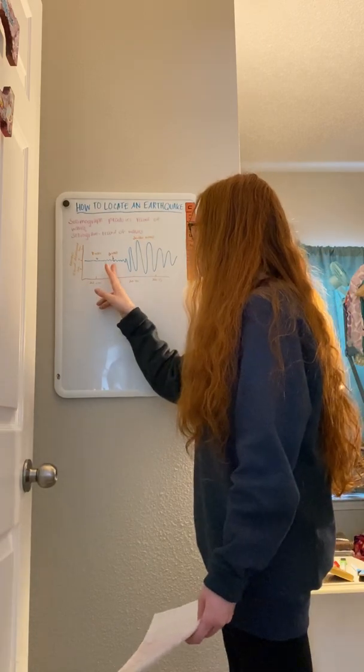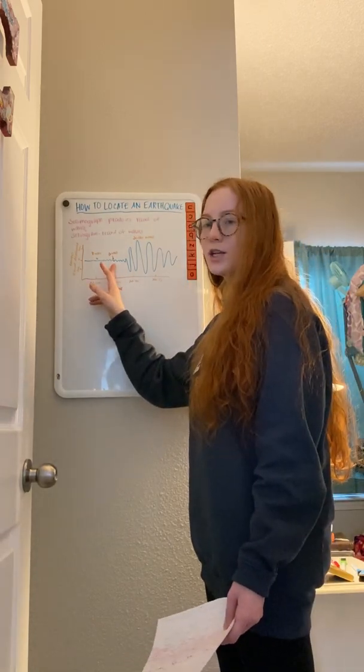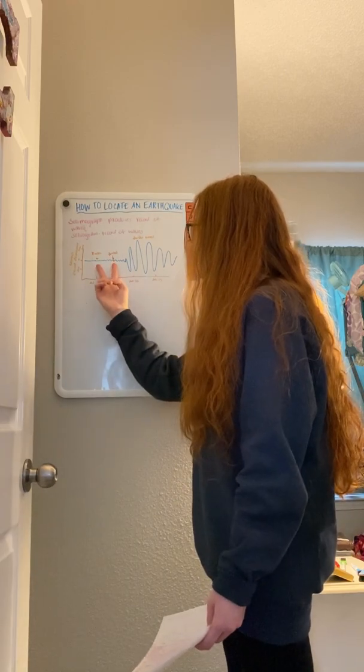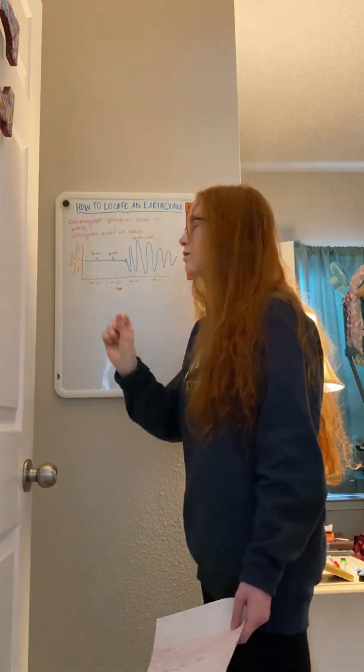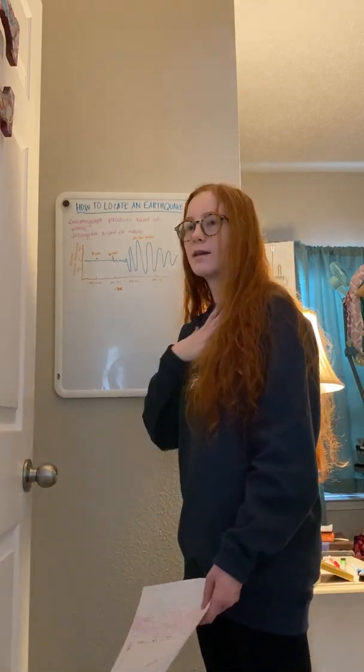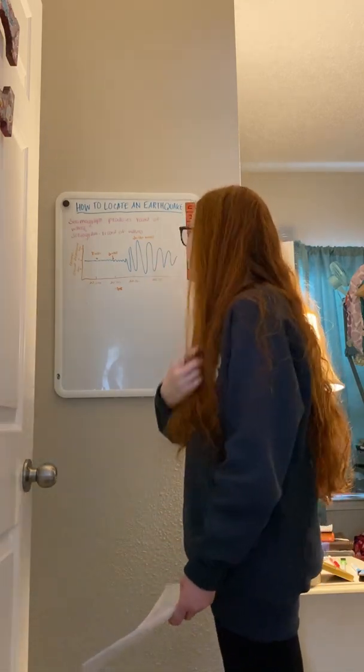Then you have S waves, or secondary waves. They change the shape of rocks, but not the volume. And these are both body waves. They occur in the interior of Earth. Then you have surface waves, which occur on the surface, and they have the highest amplitude out of all the waves here.